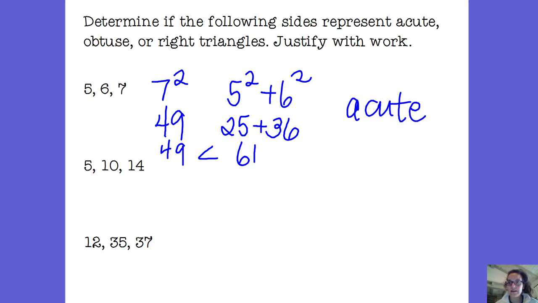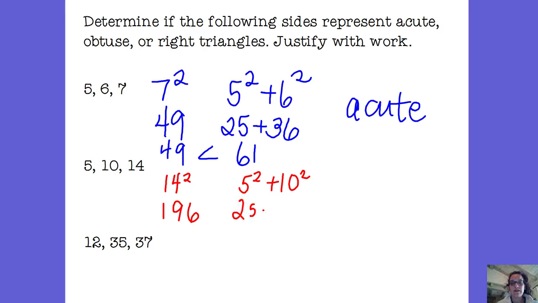Now I'm going to test out the second triangle, 5, 10, and 14. I'm going to compare 14 squared with 5 squared plus 10 squared. 14 squared is 196. And 5 squared is 25. 10 squared is 100. And so 196 is obviously greater than 125. So since c squared is greater than a squared plus b squared, it's obtuse.